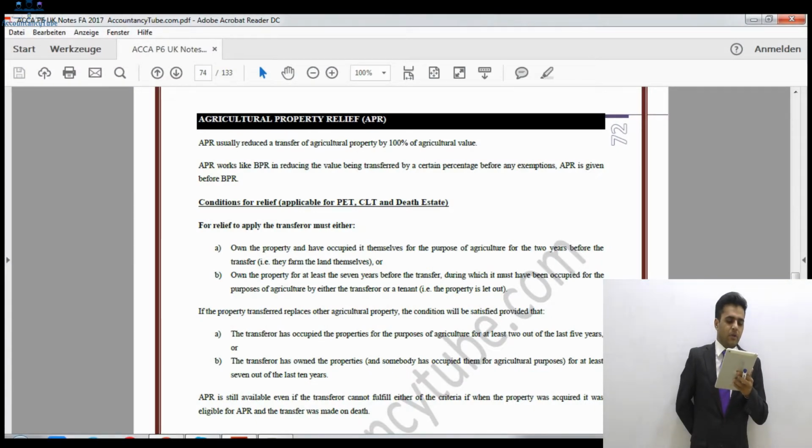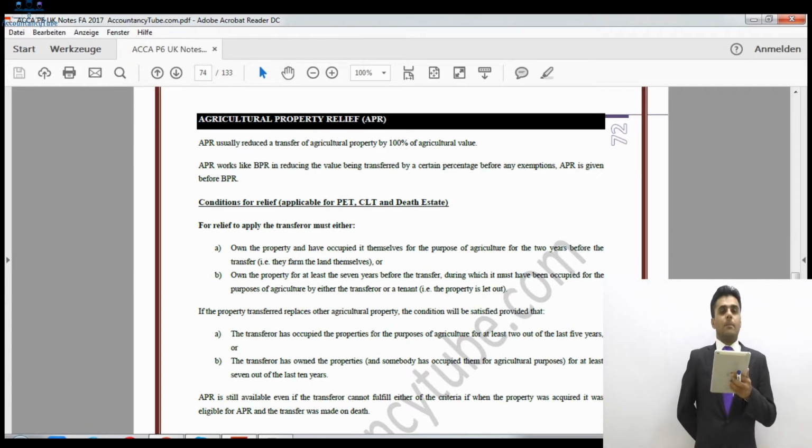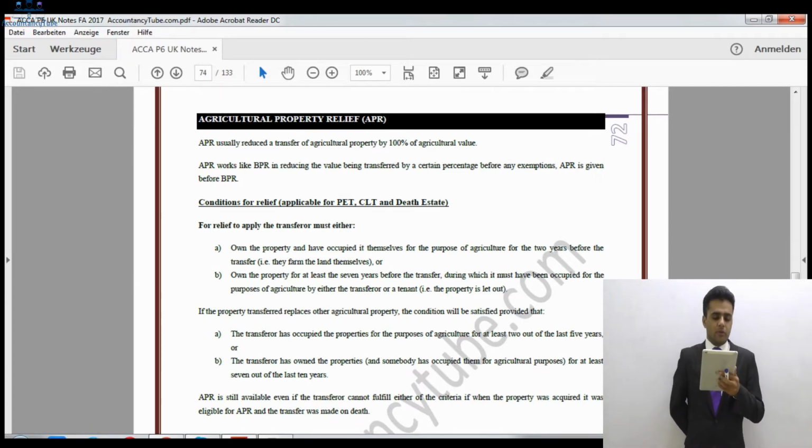Now it says APR usually reduces. It says reduce, it's not reduce, it's reduces, it's a typing mistake. It reduces the transfer of agricultural property by 100% of agricultural value. Please remember that there is a difference between market value and agricultural value. Examiners sometimes give you both values to confuse you, so you'll have to take the agricultural value, not the market value. So APR will reduce the transfer value by 100% of agricultural value.